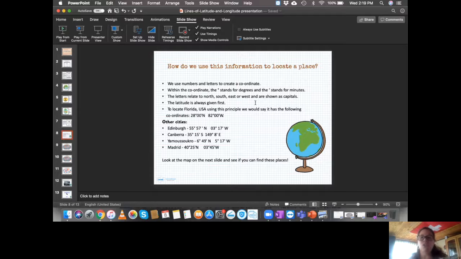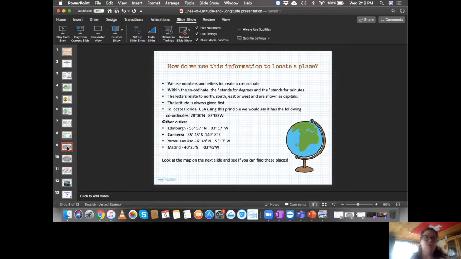Okay, if we go to the next slide, we've got some information. So if I was to look at the map and I was to find somewhere like Edinburgh, for instance, at 55 degrees, 57 minutes north, and 3 degrees, 17 minutes west.